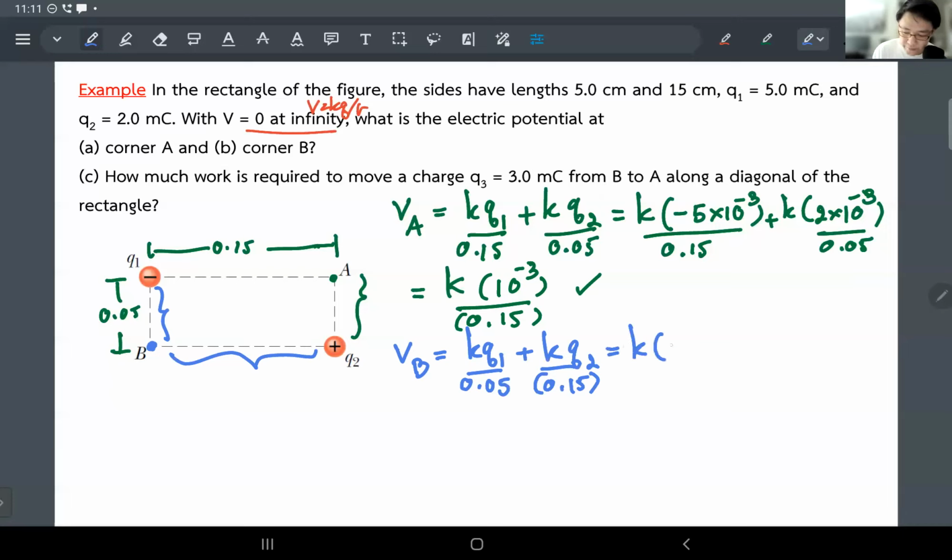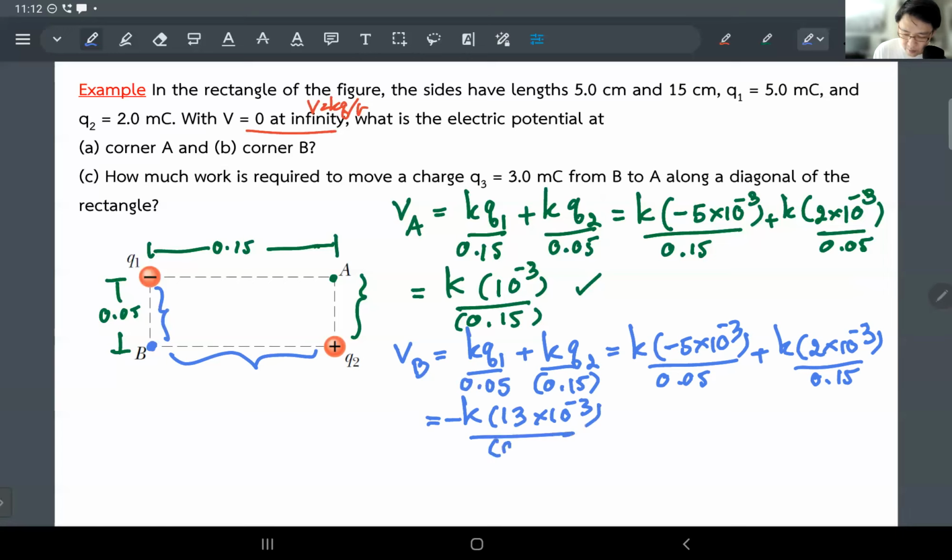kQ1 is negative, divided by 0.05, plus Q2. Q2 is positive, so that's fine. There you go. So far, so good. I want another number just to make the comparison very obvious. k is k, so I do the same thing, multiply by 3. So I have negative 15 plus 2, negative 13 times 10 to the negative 3 divided by 0.15. There you go. That is my potential at B.